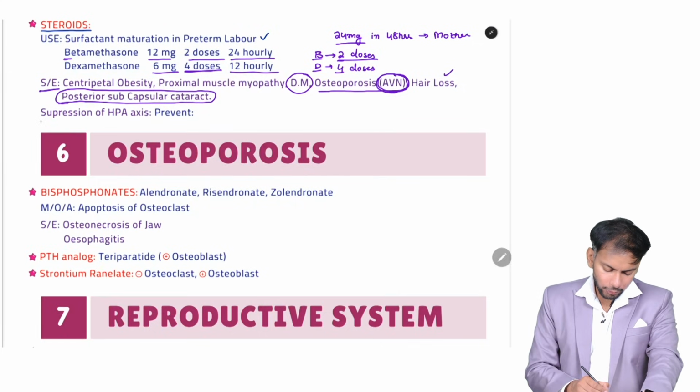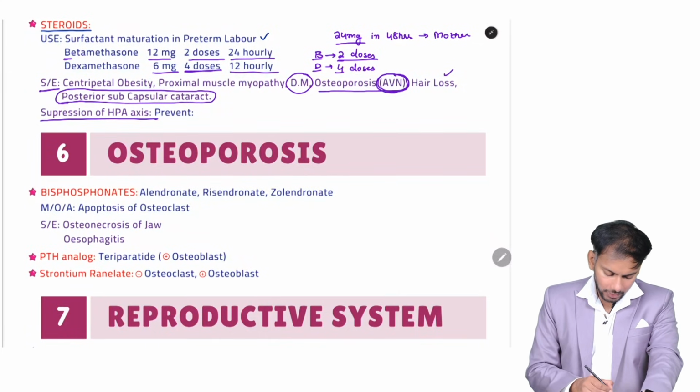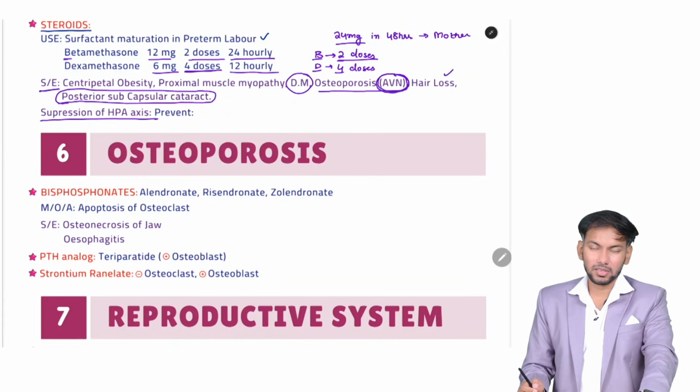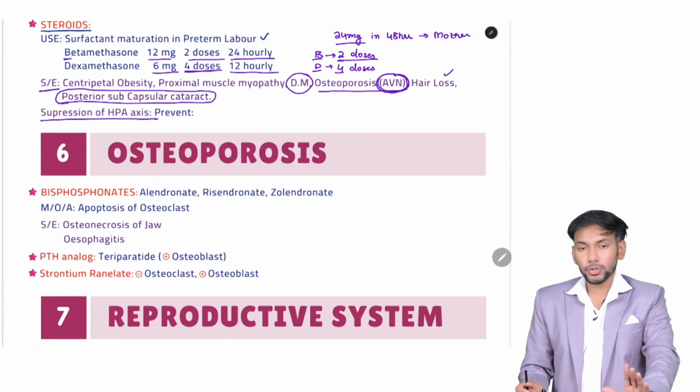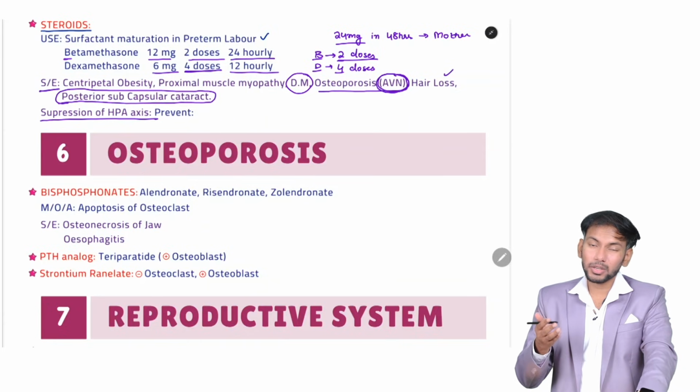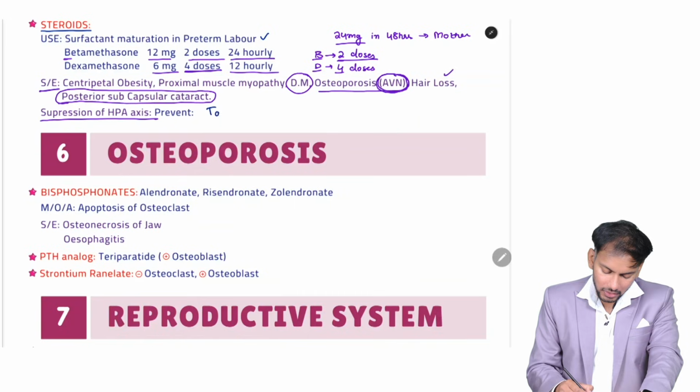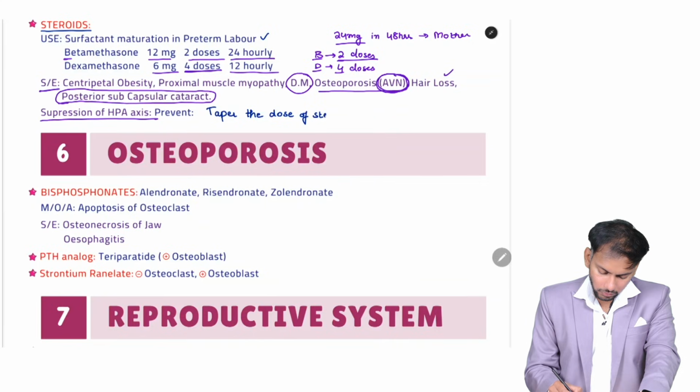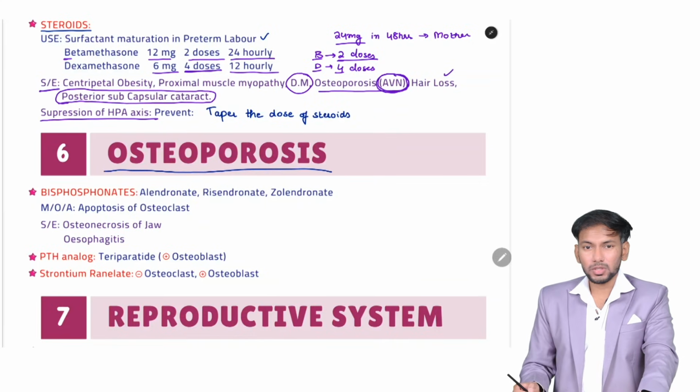Now, if you use steroids for a long period of time, it will suppress the HPA axis. So, to prevent this, what should you do? You should use low doses of steroids when possible. If you are using high doses of steroids, when you are stopping, you should taper the steroids. You taper the dose and then stop. Yes, that's all.